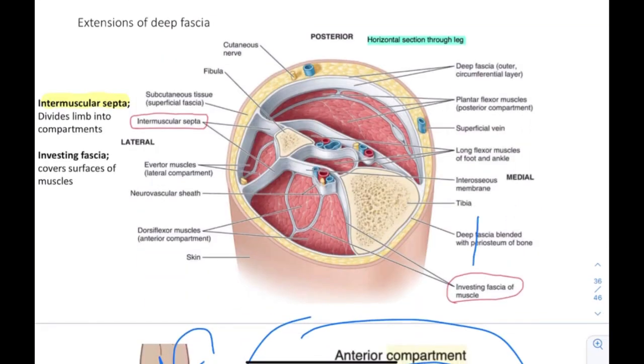And then we also have, which is also an extension of the deep fascia, something called the investing fascia. The investing fascia is basically this right here. It covers the muscle surfaces. So this right here is an individual muscle, this is an individual muscle, this is an individual muscle, and this is also an individual muscle. So this tissue that's separating these individual muscles in the compartments is the investing fascia.